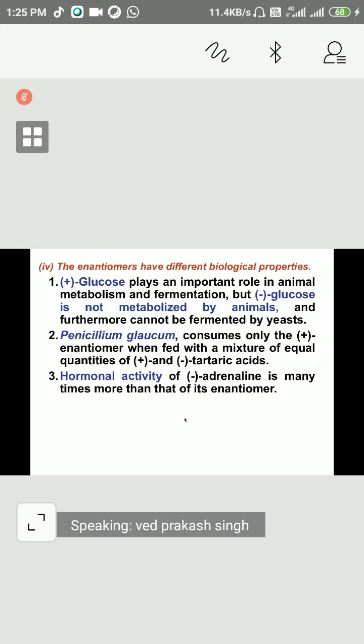The enantiomers have different biological properties. Both enantiomers have different properties due to their stereoisomeric arrangement. For example, plus glucose plays an important role in animal metabolism and fermentation, but minus glucose is not metabolized by animals and furthermore cannot be fermented by yeast. Very important point, you should remember this. Penicillium glaucum consumes only the plus enantiomer when fed a mixture of equal quantities of plus and minus tartaric acid. Hormonal activity of minus adrenaline is many times more than that of its enantiomer.